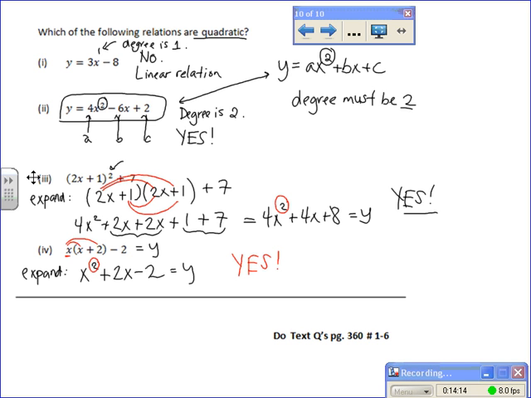The first one isn't because the degree is not 2. So I'd like you to try some questions now in your textbook on page 360, numbers 1 to 6, and answers are in the back for you to check your work.